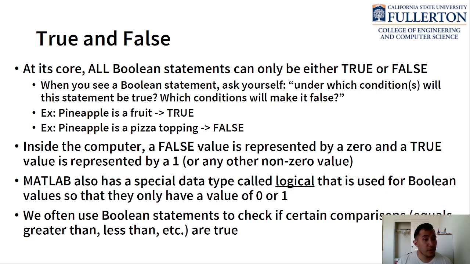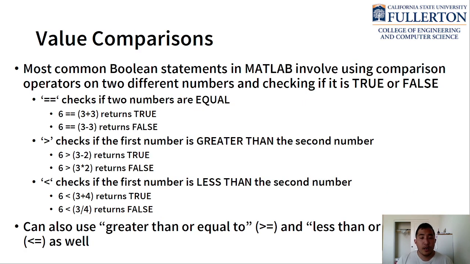What you'll see sometimes too is that MATLAB has a special data type called a logical that's used for Boolean statements, and that's mostly just so that they can restrict it to either 0 or 1. In reality, it's also to save some memory in the computer. The most common way to use Boolean statements in MATLAB is to compare values between two different numbers. We have several different options here. We have the double equal operator, which checks if two numbers are equal.